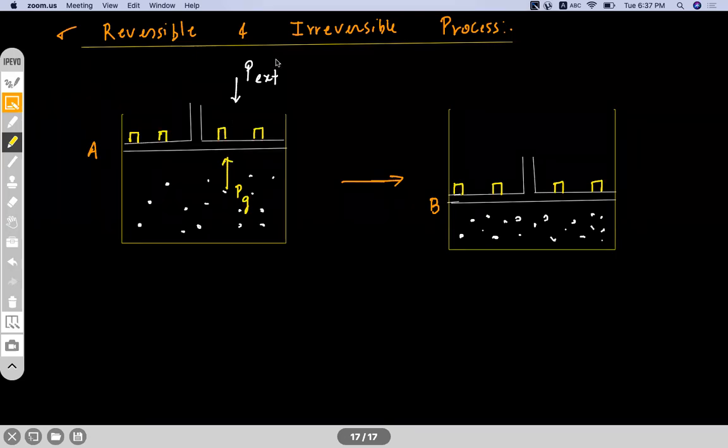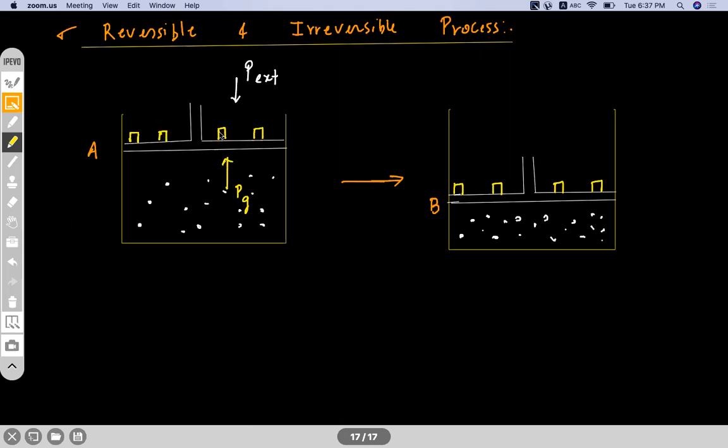Clear. This is one way. So in this process, the entire process is extremely slow. You are increasing the pressure marginally and in a stepwise manner. Slowly you are increasing the pressure, and finally you'll attain the state B over here. This is one way. Another way is what?